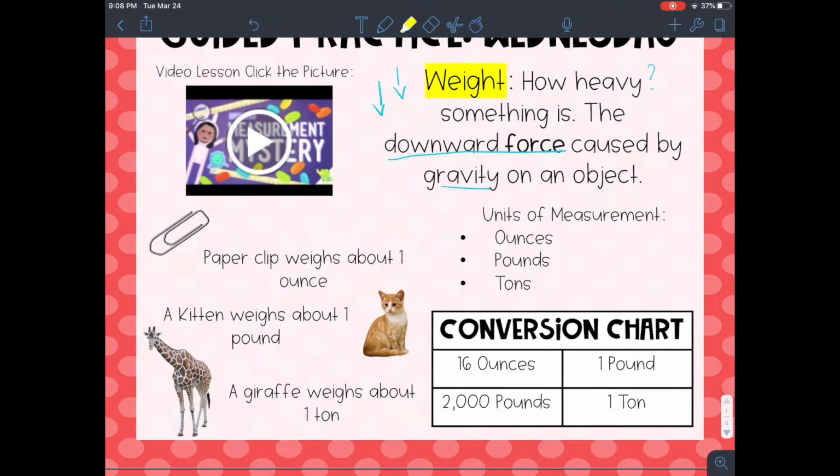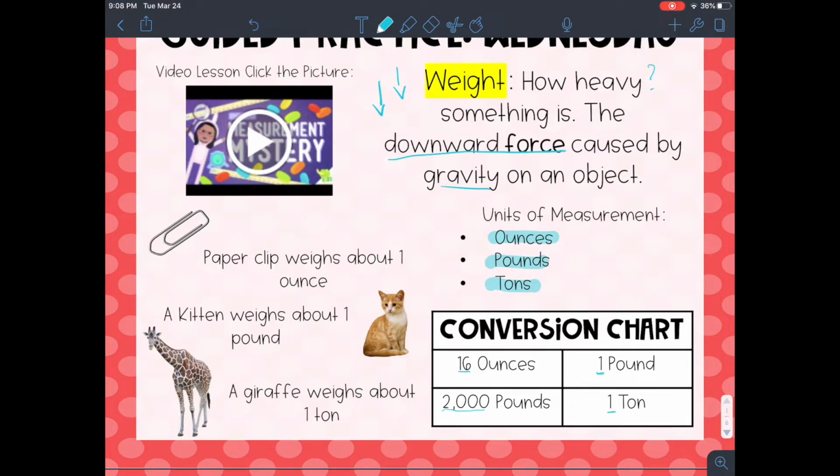And we can use 3 different units of measurement we're going to talk about to measure how heavy something is. So we have ounces, pounds, and tons. Again, this is all on that Google slide. So to give you an idea of the weight of these things, you have a paper clip that you brought home. That paper clip weighs about 1 ounce. That's how much an ounce weighs.